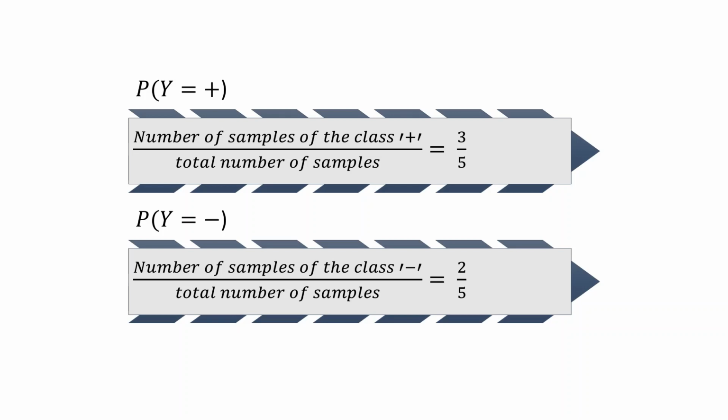The probability of y equal to positive is calculated by taking the number of samples of class positive, which is 3, and the total number of samples in the training data set, which is 5. So the probability of y equal to positive is 3 by 5. The probability of y equal to negative will be 1 minus 3 by 5, which is 2 by 5.